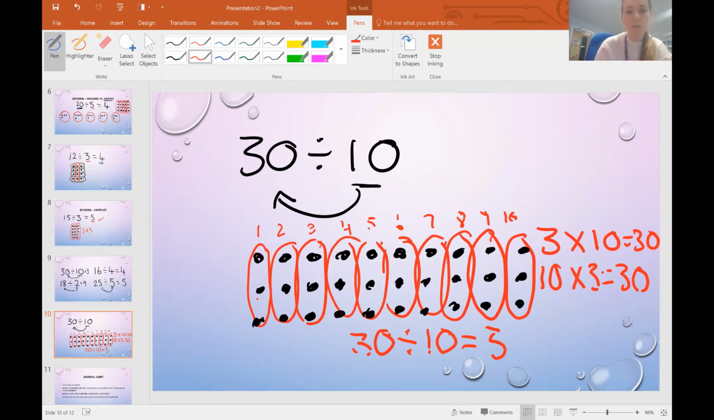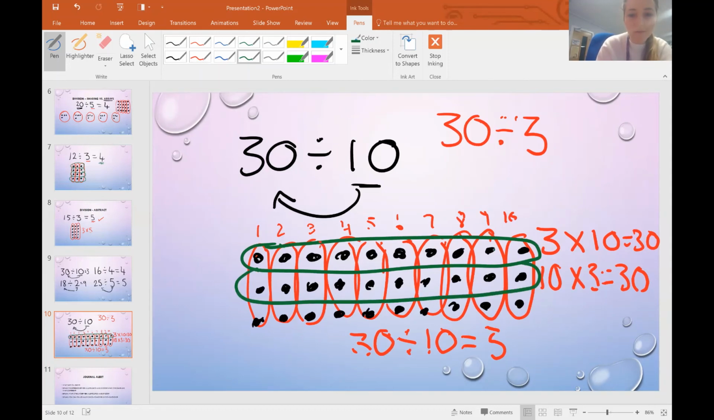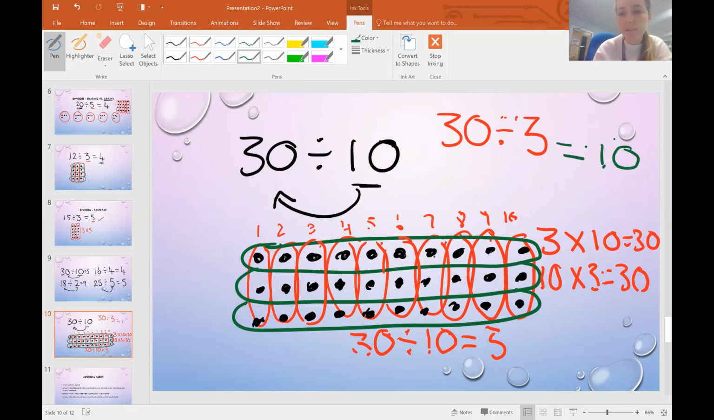It also shows 30 divided by 3, because if we look at it this way, we have got 3 equal groups. And we can see how many are in each of the green groups here. 1, 2, 3, 4, 5, 6, 7, 8, 9, 10. So 30 divided by 3 equals 10.